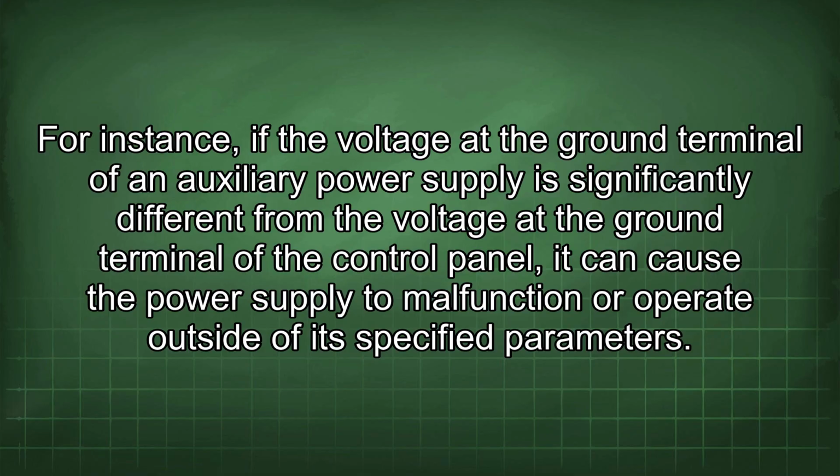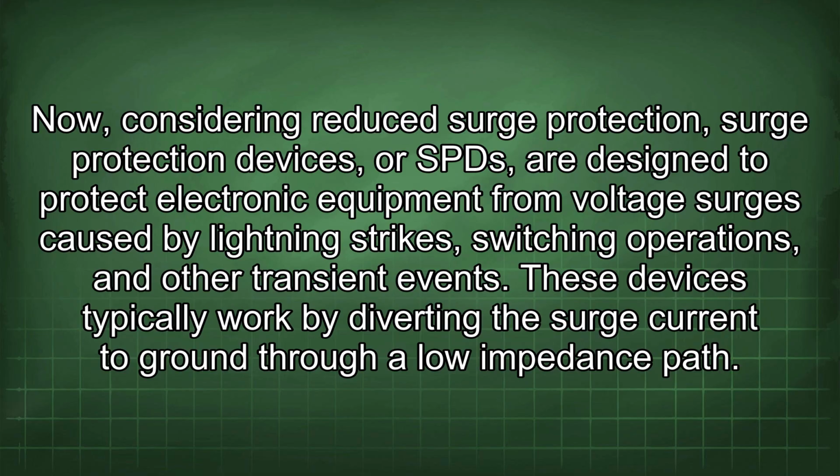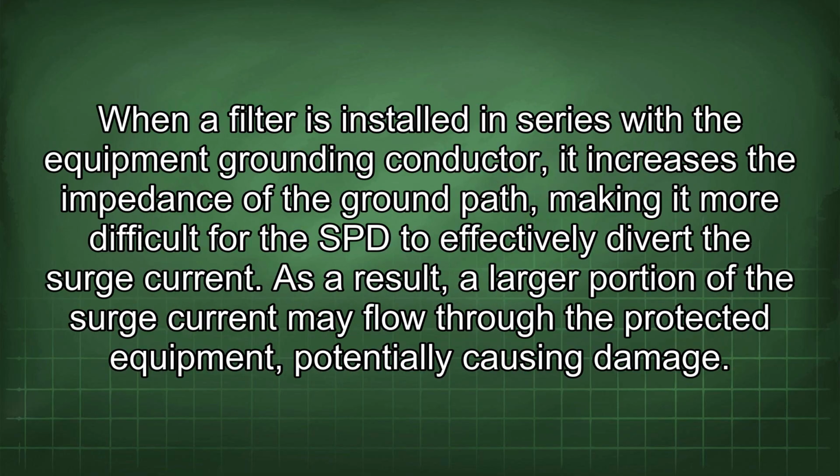Now, considering reduced surge protection, SPDs, or surge protective devices, are designed to protect electronic equipment from voltage surges caused by lightning strikes, switching operations, and other transient events. These devices typically work by diverting the surge current to ground through a low impedance path. When a filter is installed in series with the equipment grounding conductor, it increases the impedance of the ground path, making it more difficult for the SPD to effectively divert the surge current. As a result, a larger portion of the surge current may flow through the protected equipment, potentially causing damage.